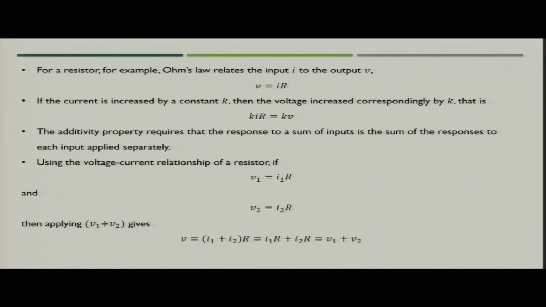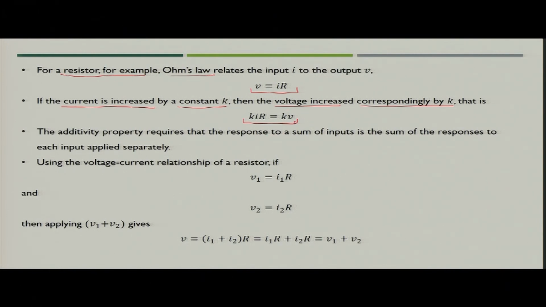Now, let us see how we will define it. Let us take the example of one resistor. It is following Ohm's law. So, as per Ohm's law, what can you write for voltage? Voltage would be current I multiplied by resistance R. Now, if it is following the homogeneity property, it means that if current is increased by constant k, then voltage will also be increased by constant k. So, in that way you can write k into IR is nothing but k into V.